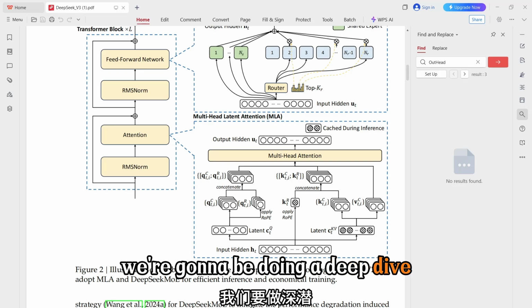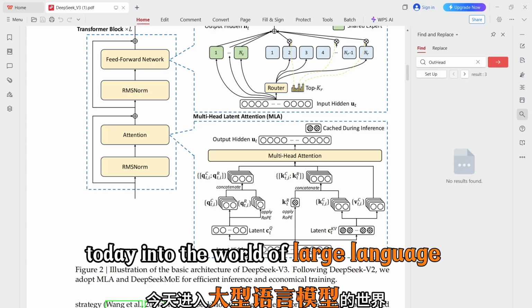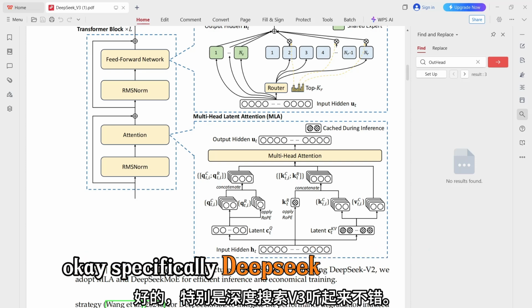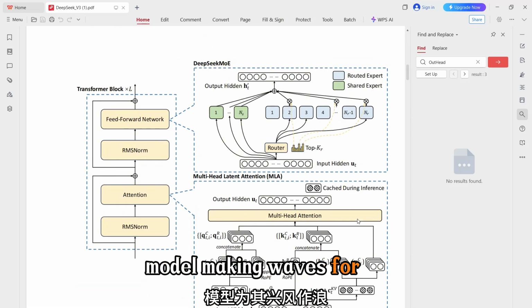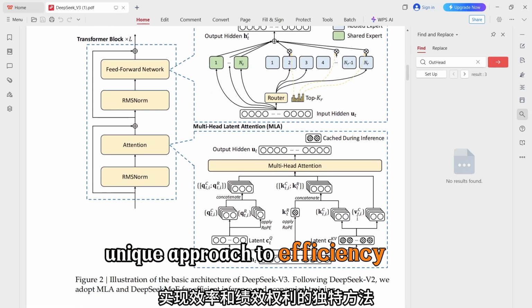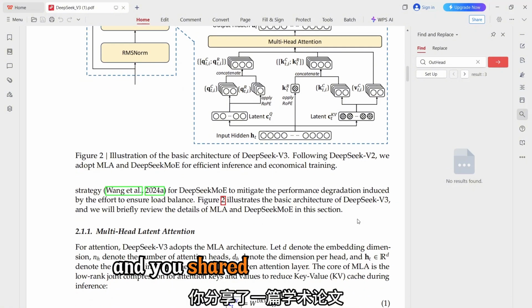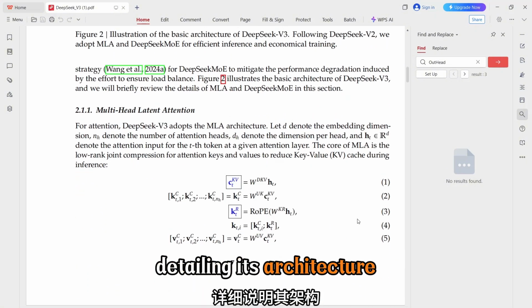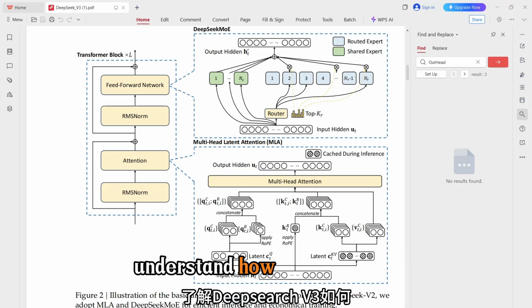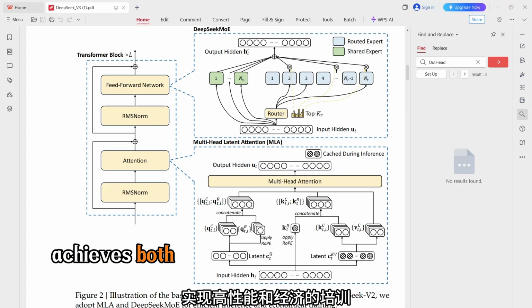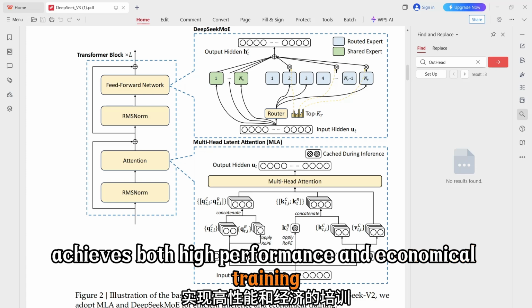We're going to be doing a deep dive today into the world of large language models. Specifically DeepSeek V3. It's a 671 billion parameter model making waves for its unique approach to efficiency and performance. And you shared an academic paper detailing its architecture. As a machine learning expert, you are looking to understand how DeepSeek V3 achieves both high performance and economical training.